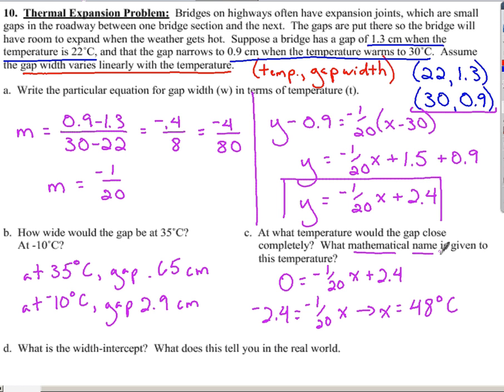If y is 0, we're finding the x-intercept, right? And here, x has to do with temperature. So this would be our temperature intercept. That's the mathematical name we could give to this.